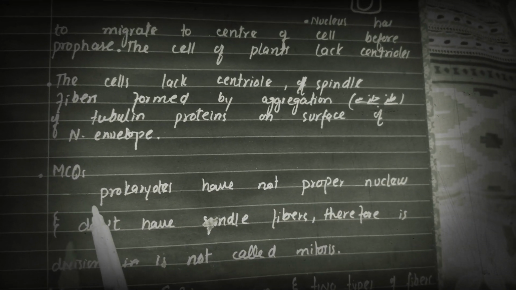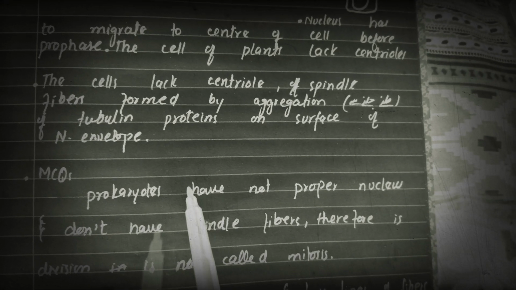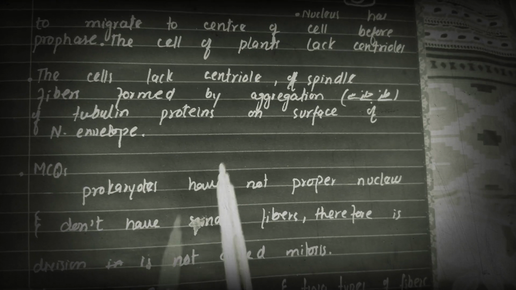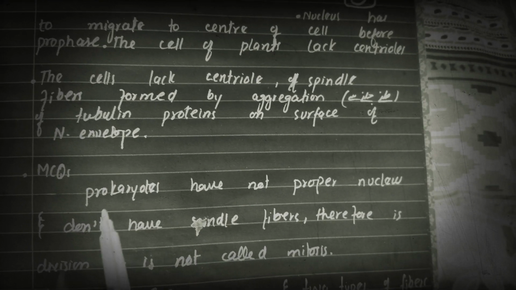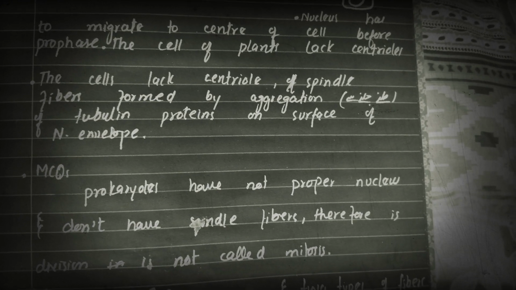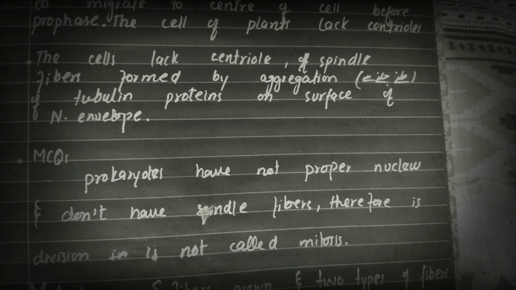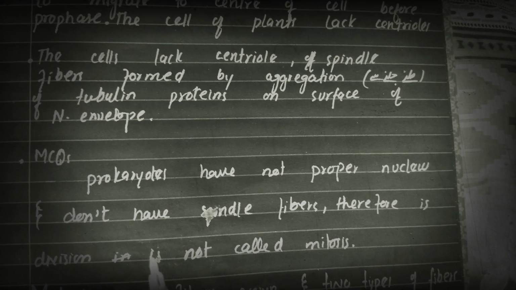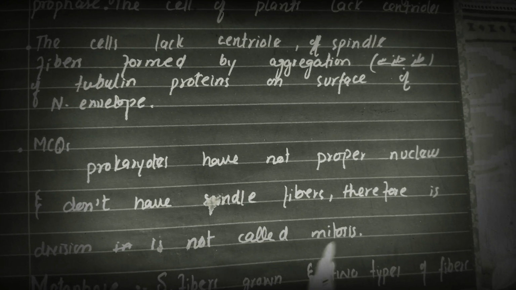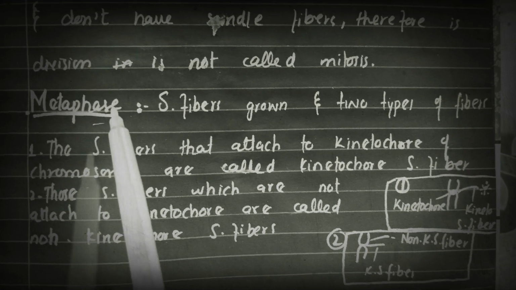And this is an MCQ. A prokaryotic cell does not have a proper nucleus and wall around the nucleus, meaning nuclear envelope, and does not have spindle fibers. Therefore, this division is not called mitosis and is called binary fission. We had already discussed it in the mitosis topic. And the next topic is mitosis, metaphase.